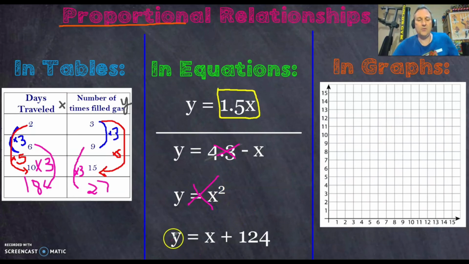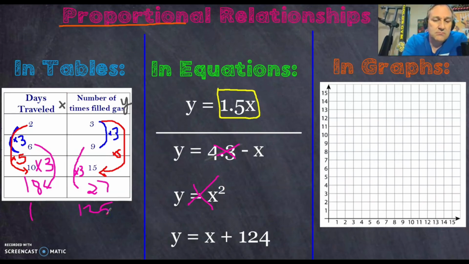Not proportional. How about y equals x plus 124? Well, if x was 1, let's do it over here. If x is 1, 1 plus 124 is 125. What if x was 3? 3 plus 124 is 127. Well, 1 times 3 makes 3, and 125 times 3 certainly doesn't make 127, so no.